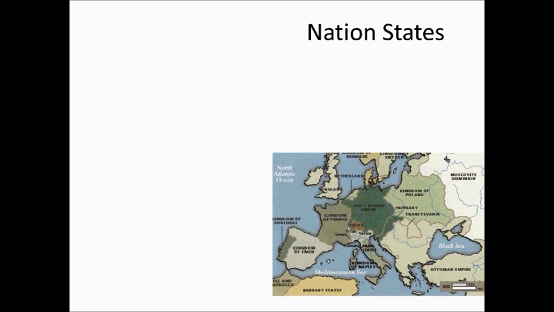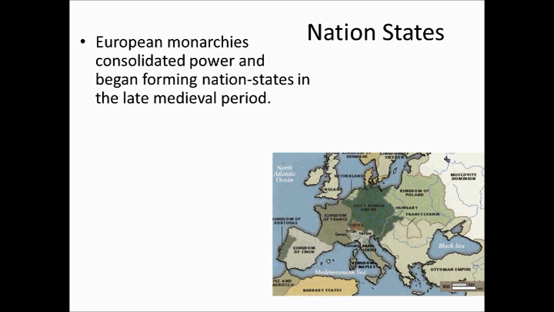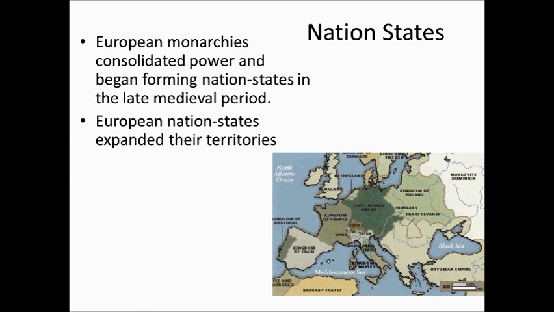Okay, so what are nation states? European monarchs consolidated their power and began forming nation states in the late medieval period, especially after the Crusades, when the church lost a great deal of its power. We'll talk more about that as we get to the Crusades. European nation states or countries will start to expand their territories under these powerful monarchs.